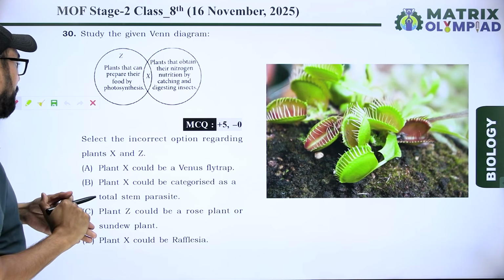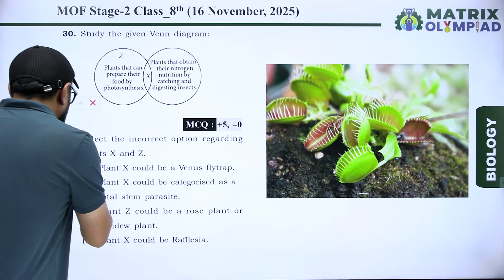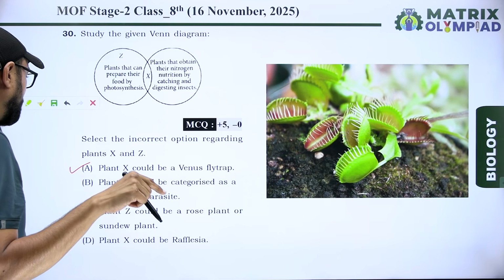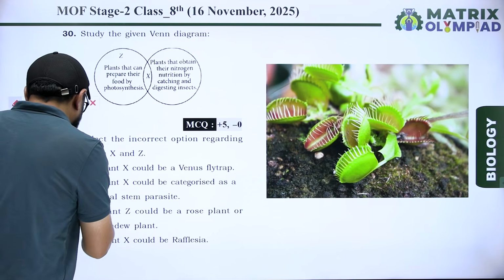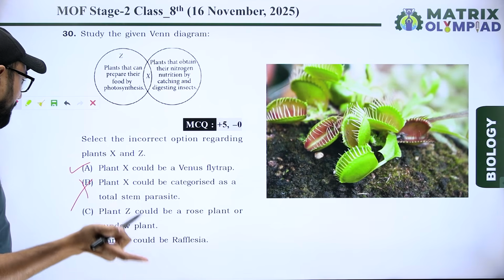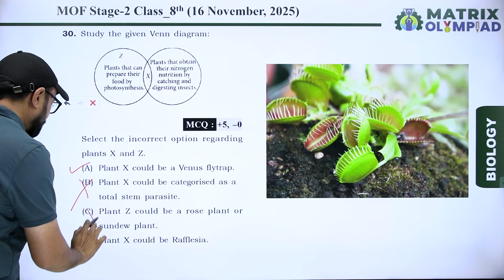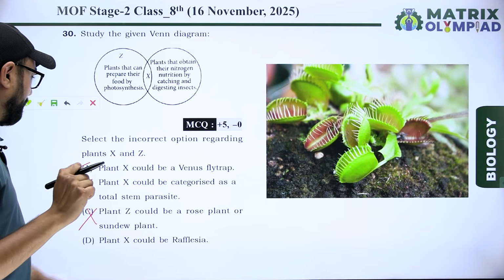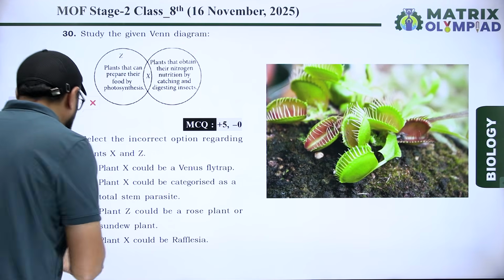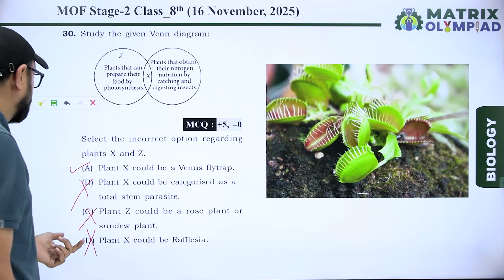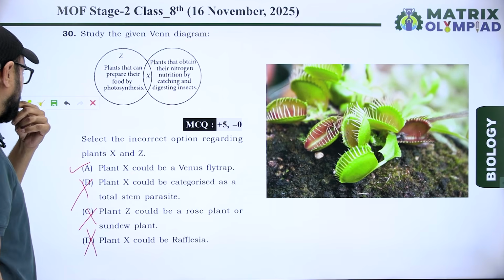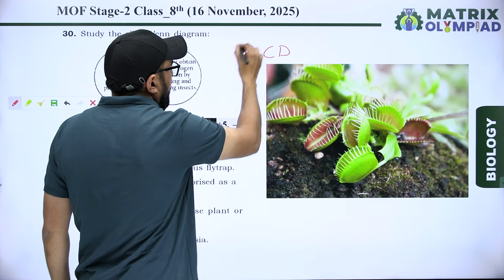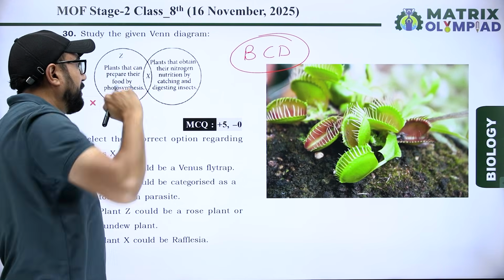Plant X could be a Venus flytrap, right. Plant X could be categorized as a total stem parasite, no. Plant X could be a rose plant, no. Plant X could be Rafflesia, no. So incorrect options B, C, D is the right answer for this question.